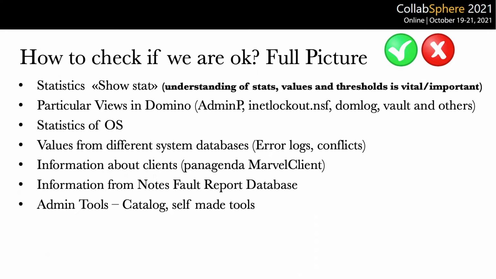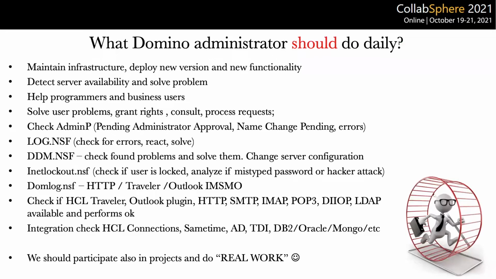And we need not only to look into statistics, we have to understand what they mean. On average, on a server there are 4,000 or 5,000 different statistics, and they change every minute. So I think it's obvious that checking that a server is okay takes time. Normally it can take 30 minutes, maybe a little bit more, if everything is okay.